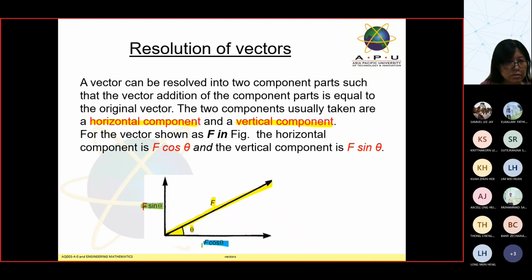Why is it cos, why is it not tangent, why is it not sine? Now can you see, this part is the horizontal part, so let's say I use x to represent it, and this is the vertical axis, so I use y to represent it. If I draw a triangle, you can see this is F, then the theta. So now I am drawing a triangle.